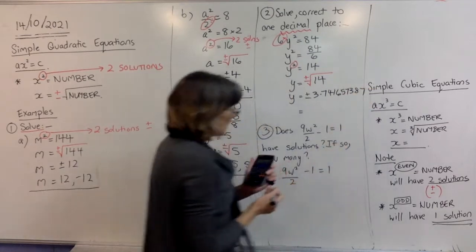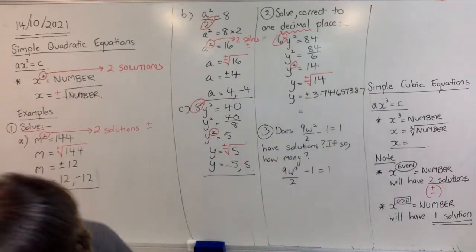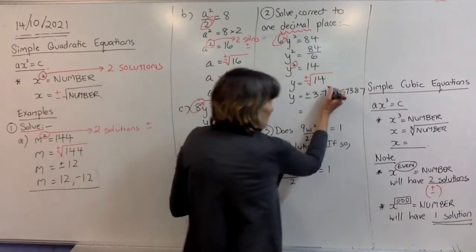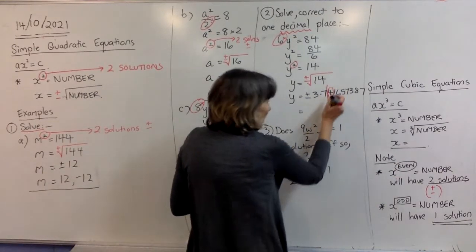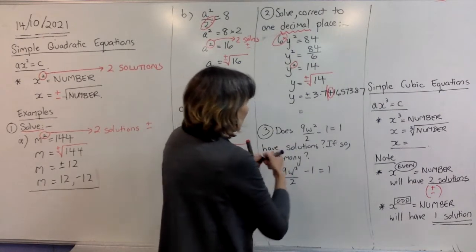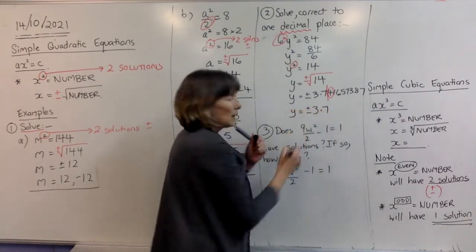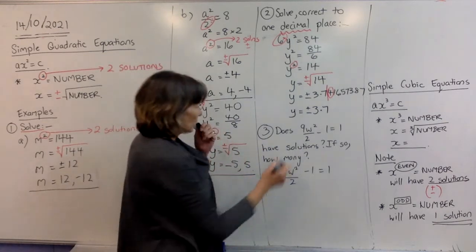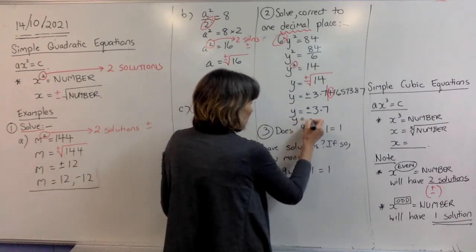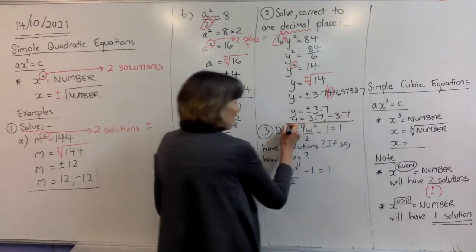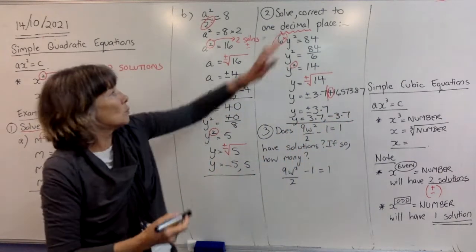Okay, now we're going to 1 decimal place here, so you can round off to 1 decimal place. That's less than 5, so we're keeping that 7. And we've got 2 answers. I haven't left much room here, but I'm going to write them both down. Positive 3.7 and minus 3.7. Okay, there's your 2 answers to 1 decimal place.